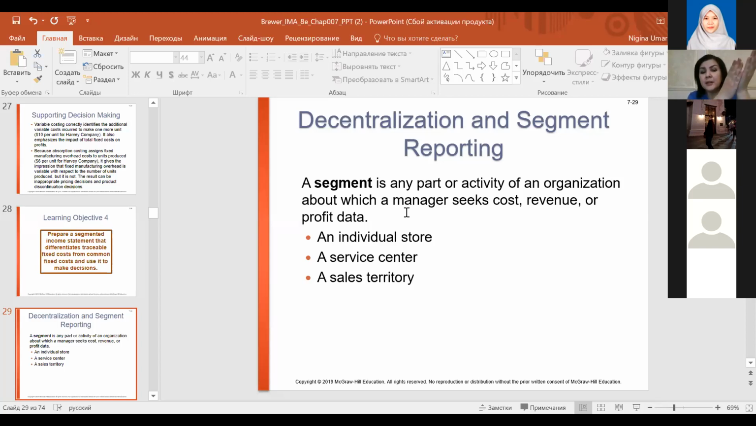So what is a segment actually? It is any part or activity of an organization about which a manager seeks cost, revenue, or profit data. So a segment may be a sales territory, a separate division or separate branch of a transnational corporation, an individual store, or a service center. So this is a segment of a business.